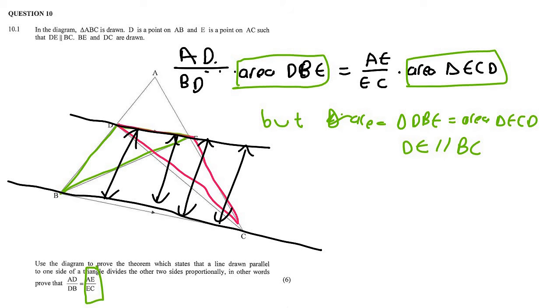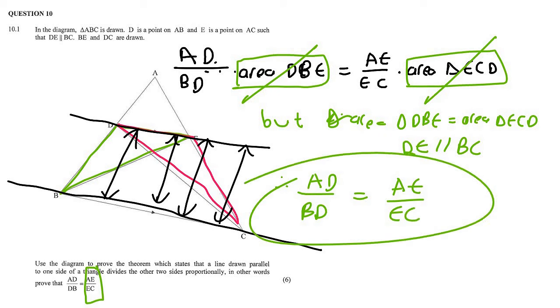So that means that these two parts could cancel out, right? Because they're the same. You're dividing, they cancel out. And so look at this. Therefore, AD over BD is equal to AE over EC. And there we go, guys.